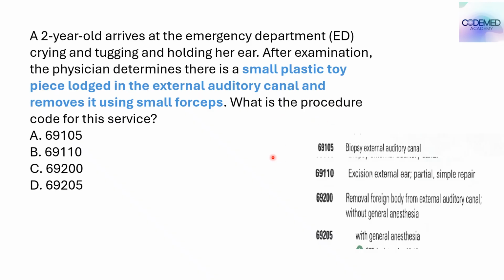That definitely didn't happen. 69110 is excision external ear, partial, simple repair. So here you should know the difference between the external ear and the auditory canal. The external ear is the pinna part, while the auditory canal is the canal which leads to the tympanic membrane, and there the foreign body is lodged. So you have 200 and 205. Tell me what is the correct option.